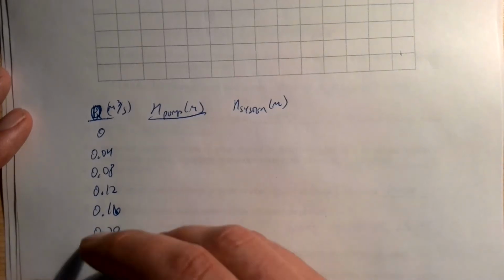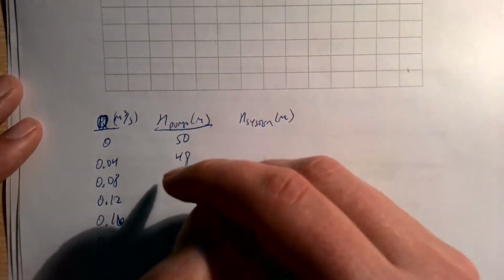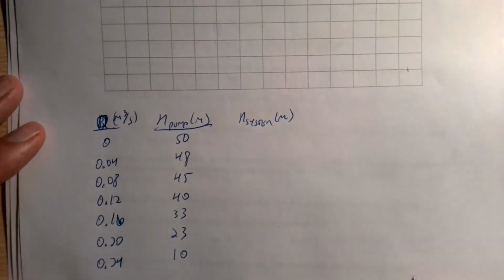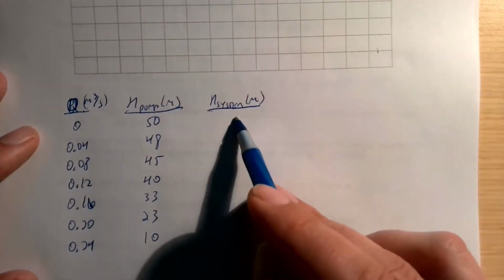Okay, and so we have Q of 0, 0.04, 0.08, 0.12, 0.16, 0.20, 0.24, and then we said H pump is 50, 48, 45, 40, 33, 23, and 10. So that's the pump curve, and now we have to calculate the system curve.